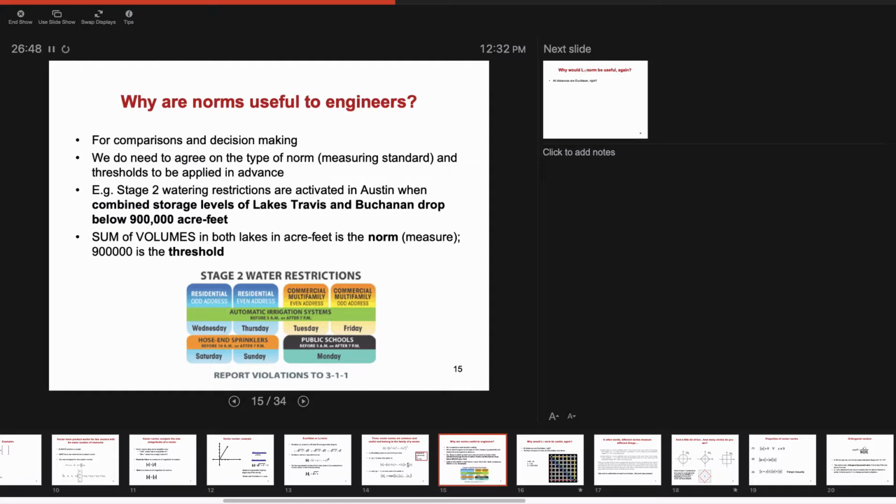And when that sum, which is the norm of that vector, drops below a threshold, then I have an alert. An alert email goes to appropriate people in Austin. And then the radio advertises, do not water your lawns, or just water them based on the restrictions appropriate for the level of use. So what I'm pointing out is that decision making in engineering depends on how you set up your vectors and norms, and who is in charge of setting those up.